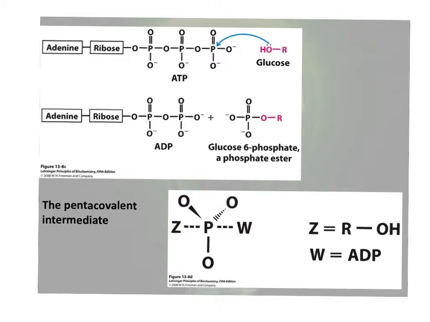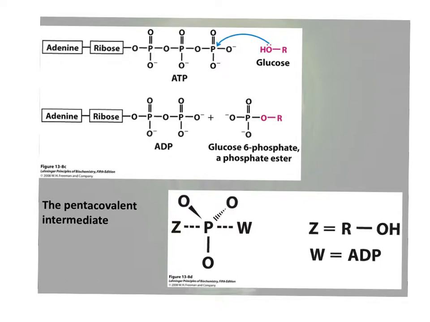So ultimately, though, you're going to have an alcohol being a nucleophile. You've got ADP, which will be the leaving group in this instance. So that's what they're trying to show down below. Okay. Are there any questions so far?